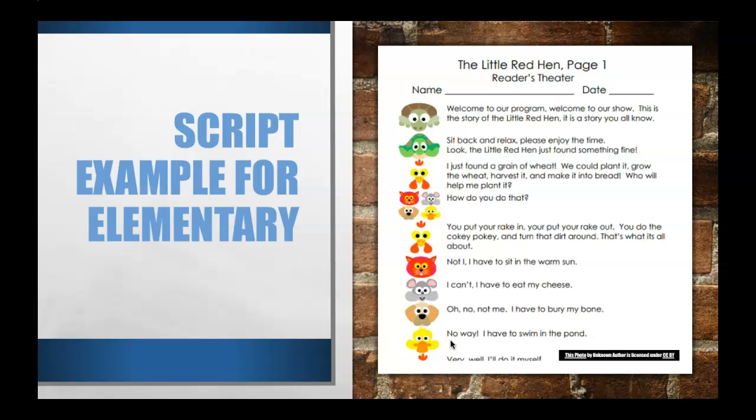Now let's look at an example for a script for the elementary setting. I will give you a minute to go ahead and read over it.